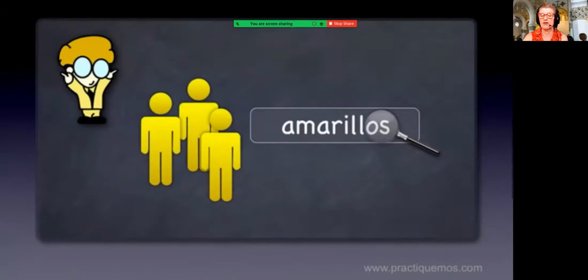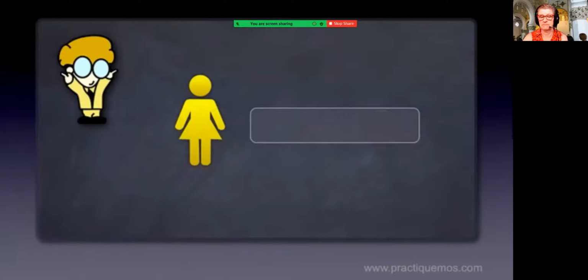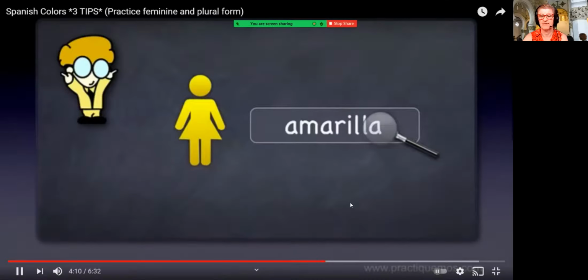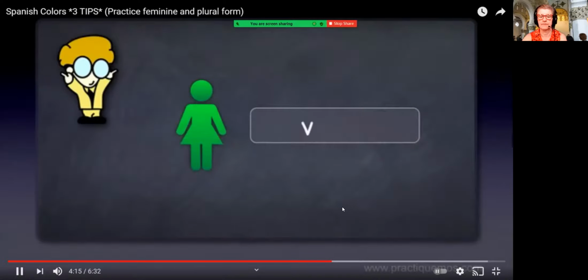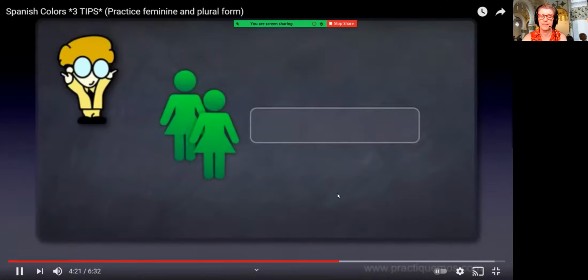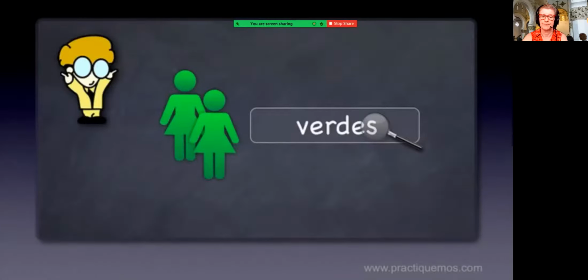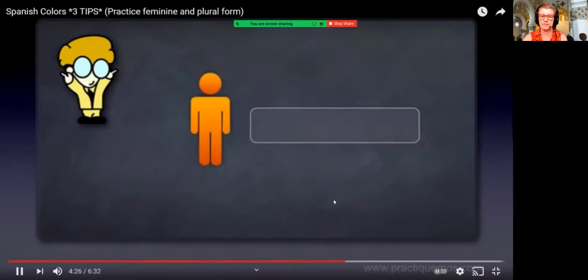Amarillos. Amarillos, masculine and plural. Amarilla. Amarilla, feminine, just one. Verde. Verde, green, does not end in O. So verde is both the masculine and the feminine form. I only have to worry about making it plural if I have a plural thing. Verdes. Verdes, plural. Just an S at the end.